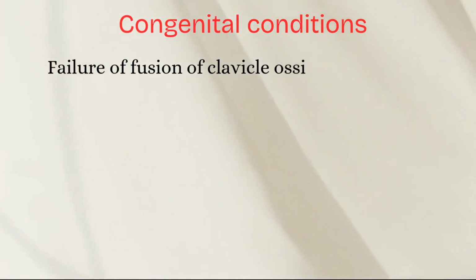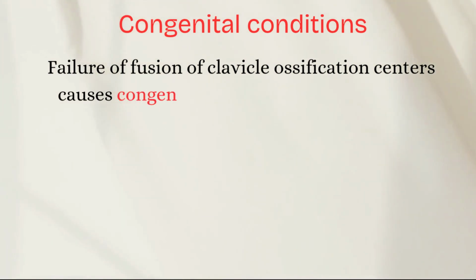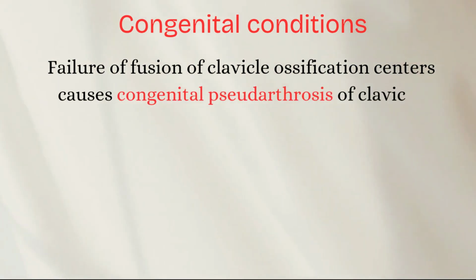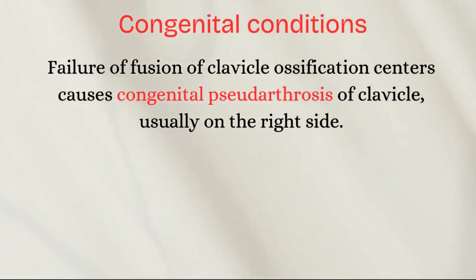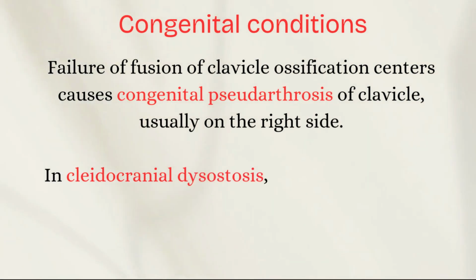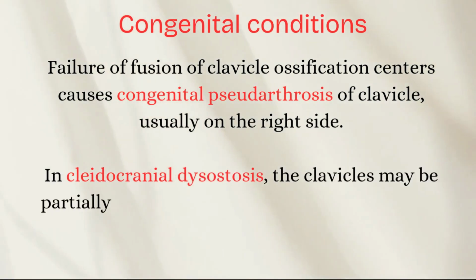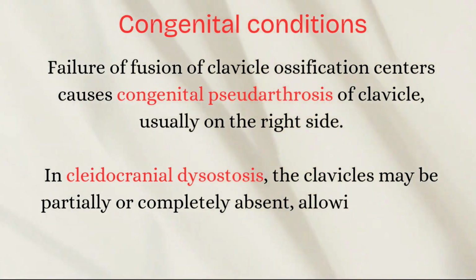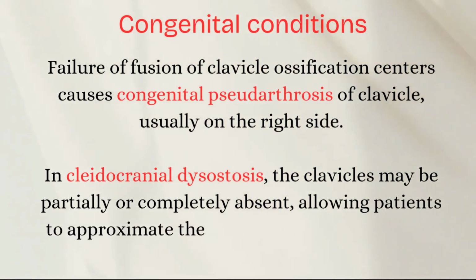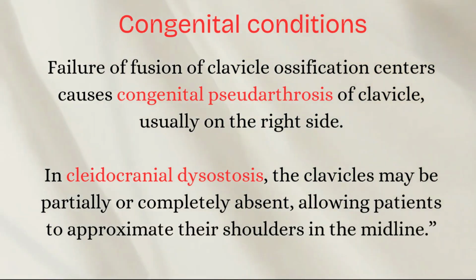Congenital conditions. Failure of fusion of clavicle ossification centers causes congenital pseudarthrosis of clavicle, usually on the right side. In cleidocranial dysostosis, the clavicles may be partially or completely absent, allowing patients to approximate their shoulders in the midline.